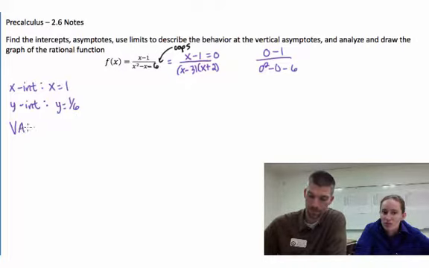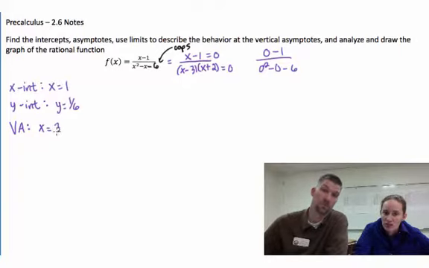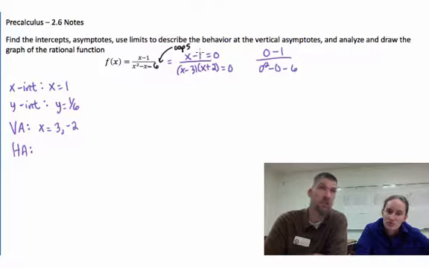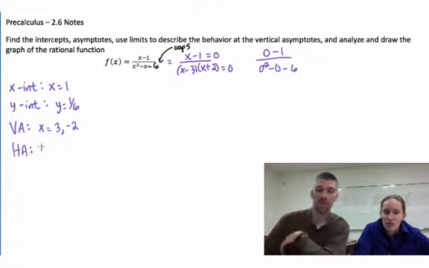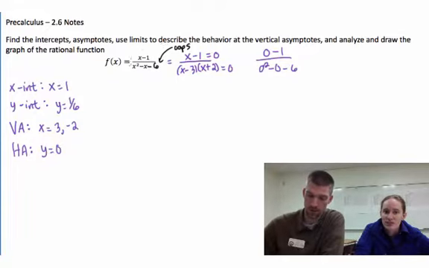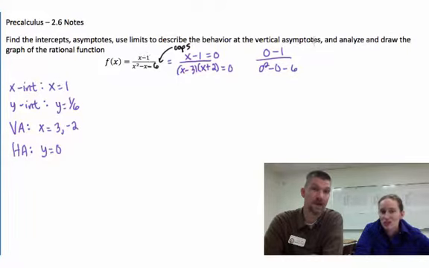How about some vertical asymptotes? Vertical asymptotes are going to occur where you get a 0 in the denominator. So where does x minus 3 equal 0, and where does x plus 2 equal 0? At positive 3 and -2. Horizontal asymptote. If the degree on top is less than the degree on bottom, it should be at y equals 0. One way you can check is if you start trying to divide x squared into x, it doesn't go at all. So that's y equals 0.